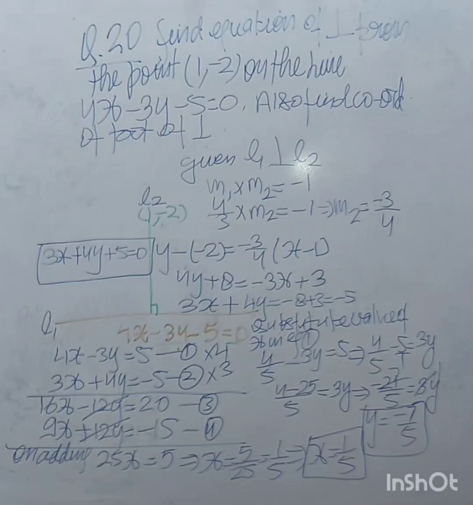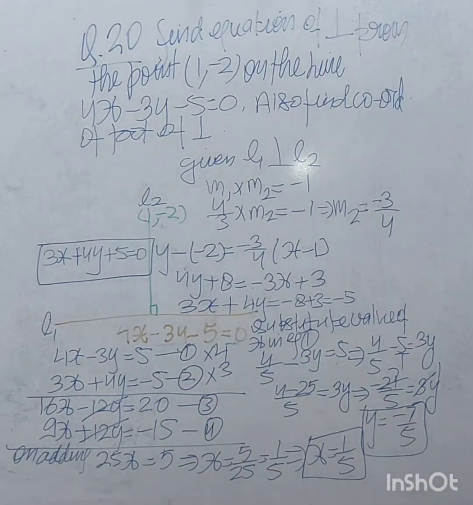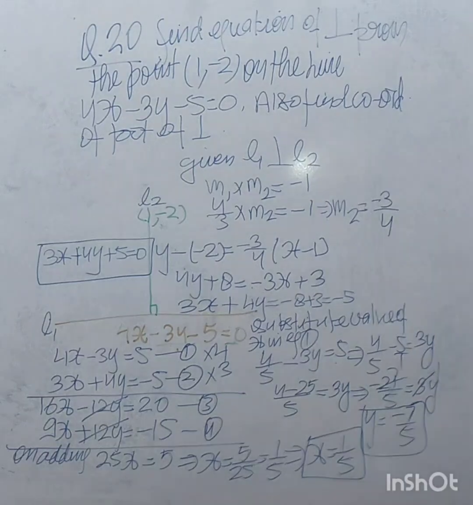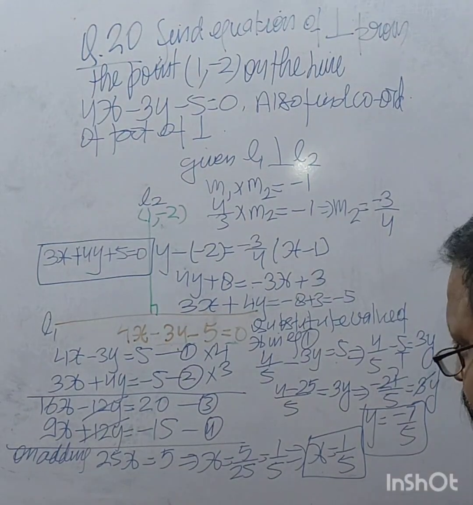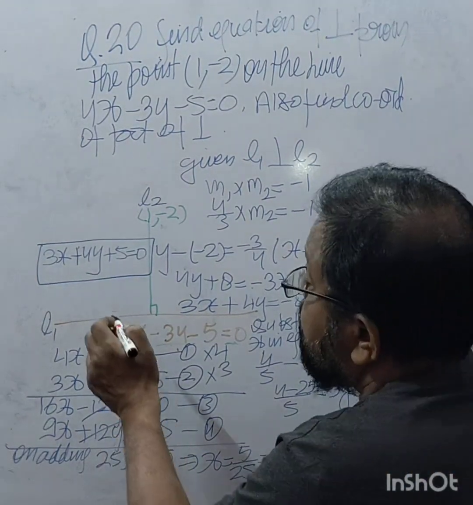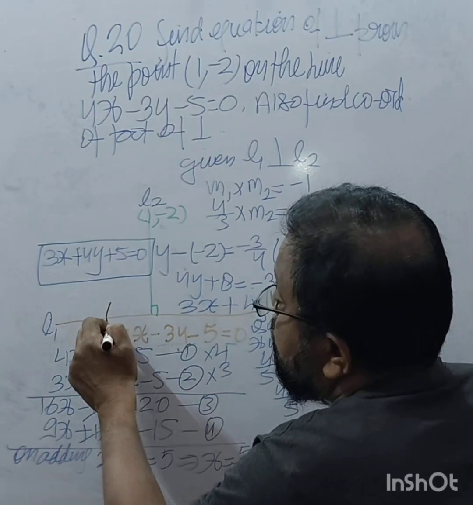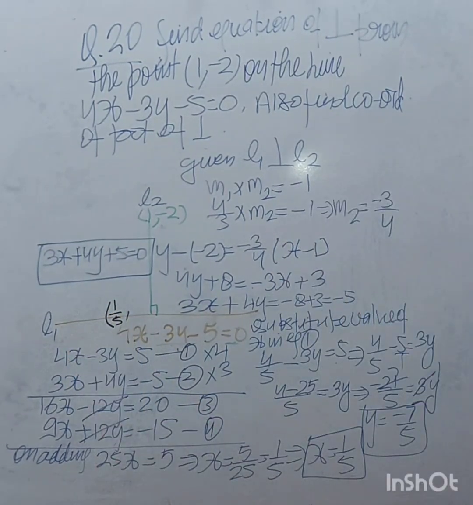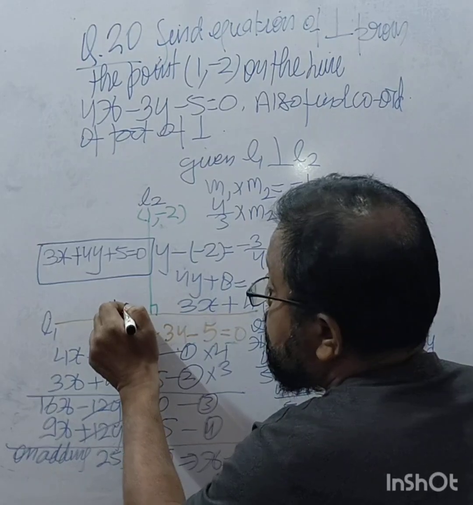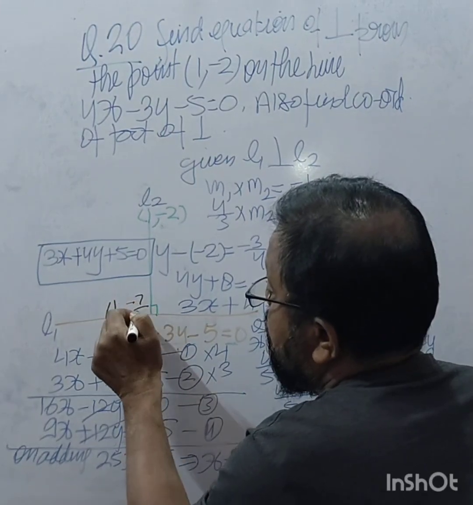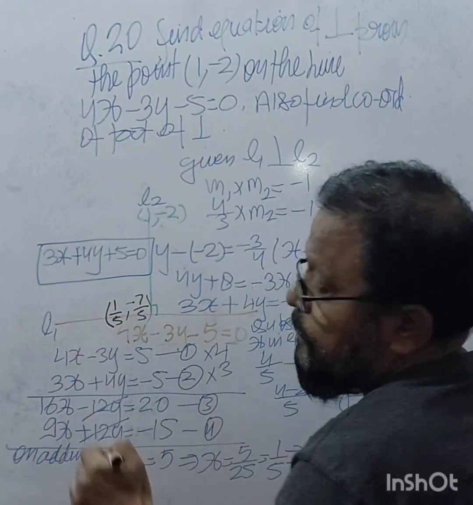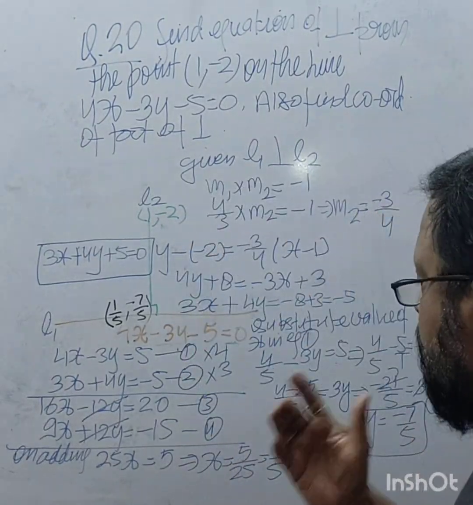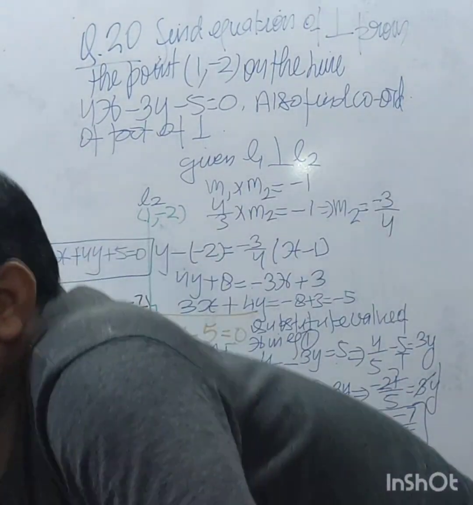So coordinates of the foot are 1 by 5, comma, minus 7 upon 5. Is it correct? This is okay. So question number 20 we have done. We come to question number 18.